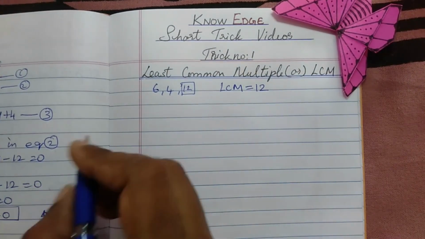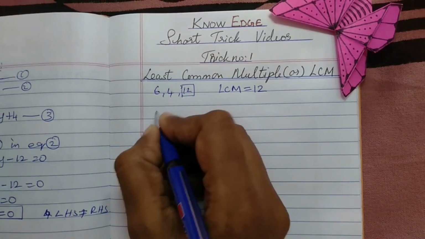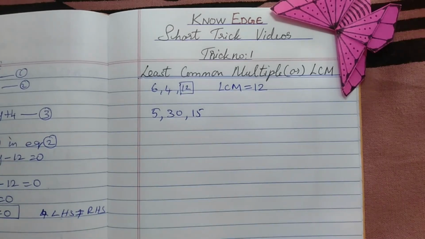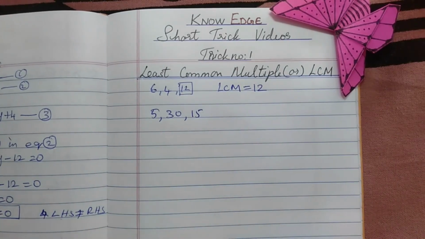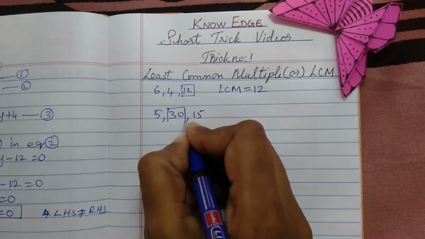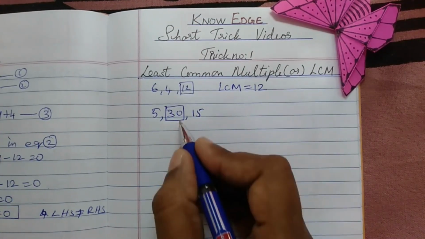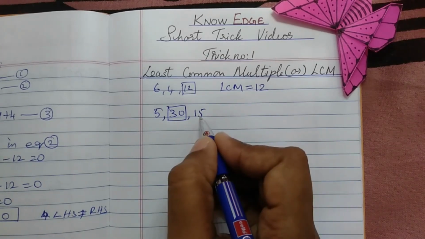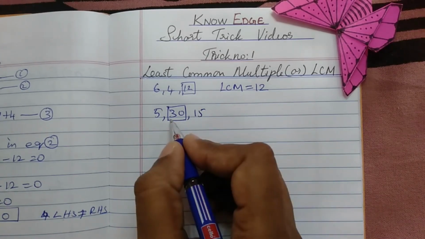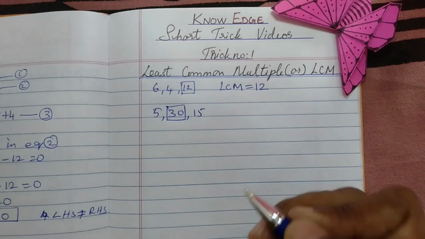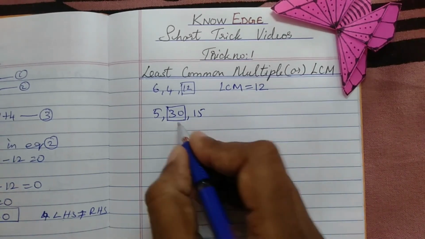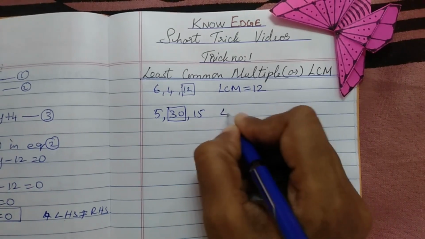Okay, and then let's try with 5, 15 and 30. Now here our first step is to choose the greater number, so it is 30. Now let's try dividing 30 by 5. 5 6s are 30, so it divides. And in the same way, 15 2s are 30, so 15 also divides 30. Since both the numbers divide 30, our LCM will be 30.